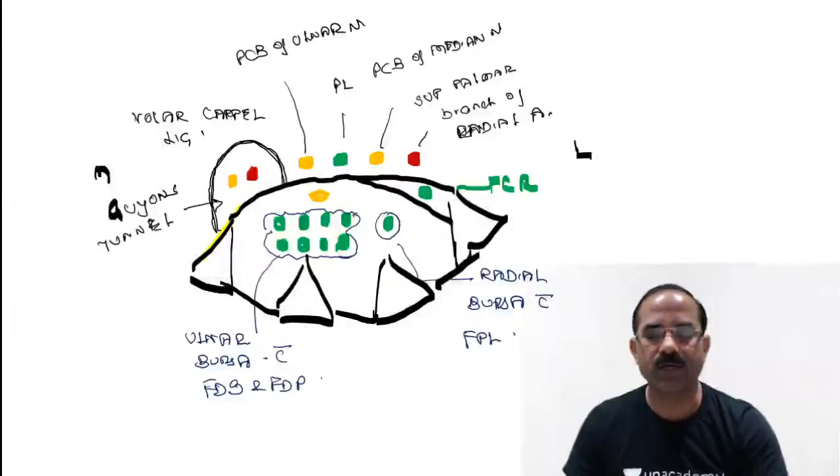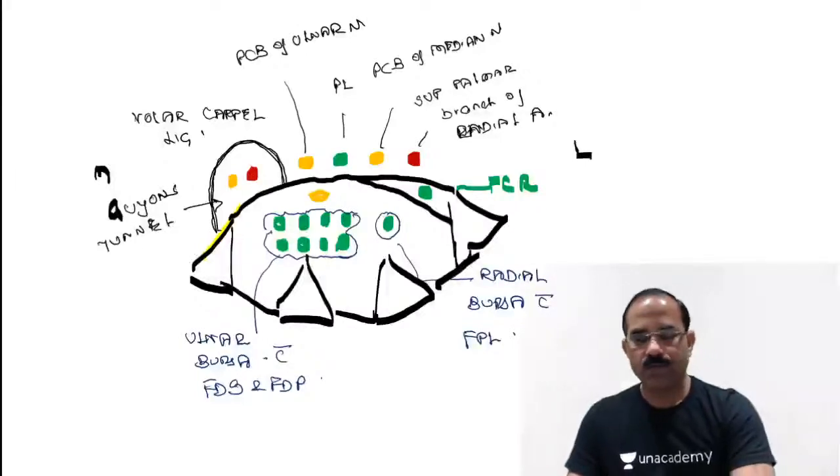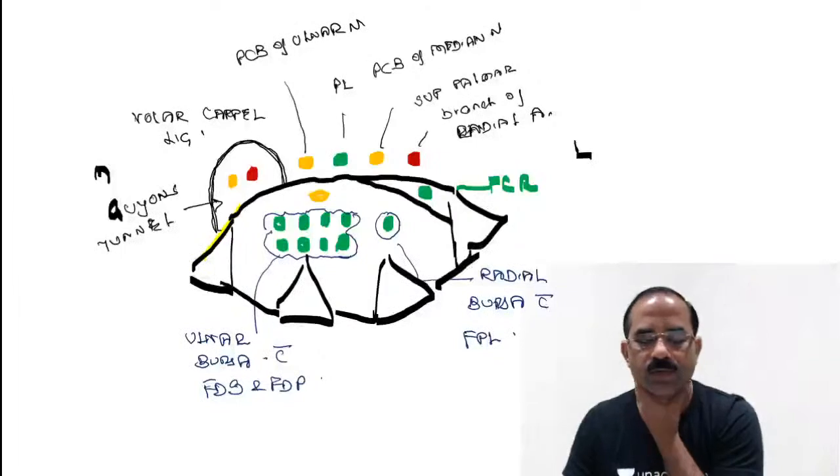Superficial palmar branch of radial artery. Fine students, fine. Okay, clear to all of you?